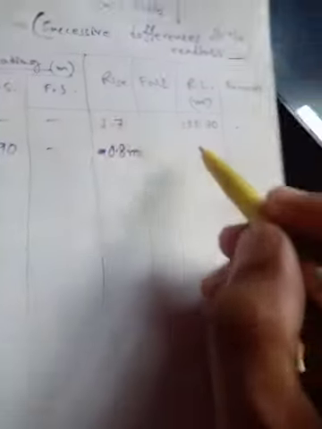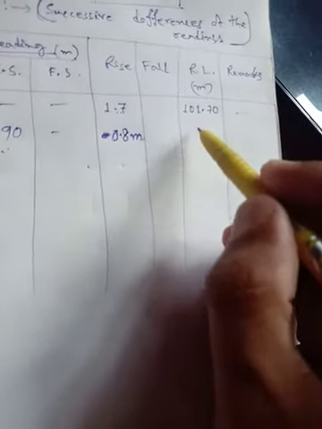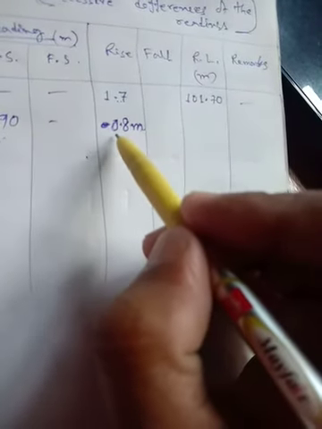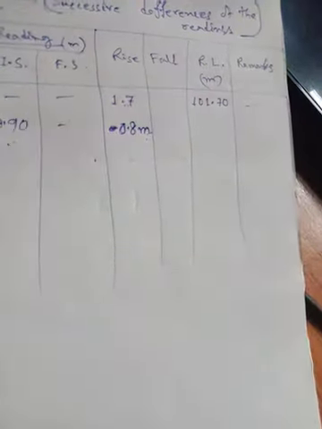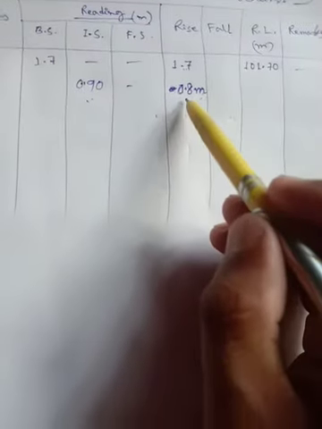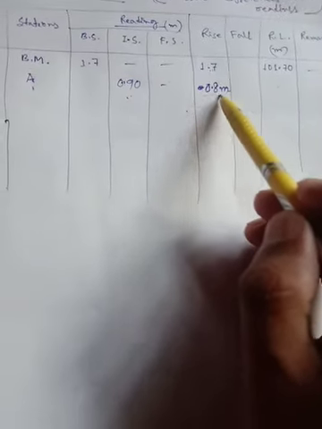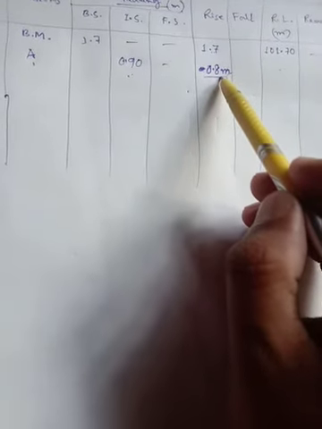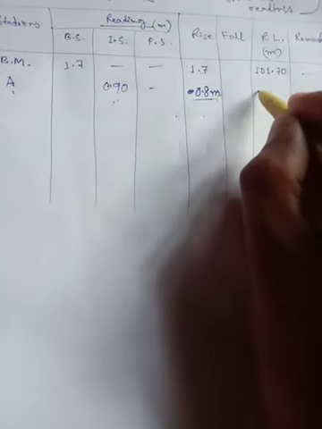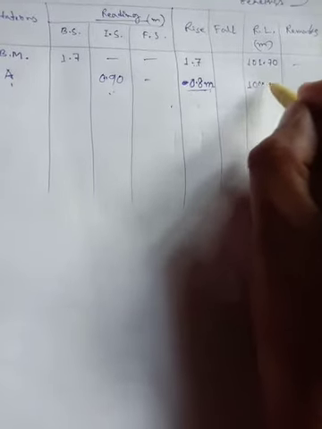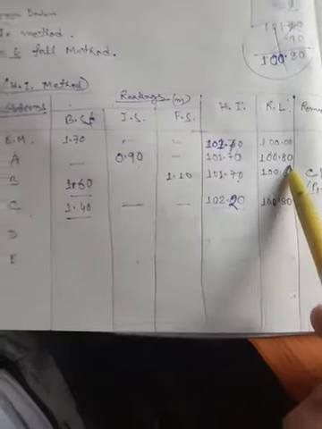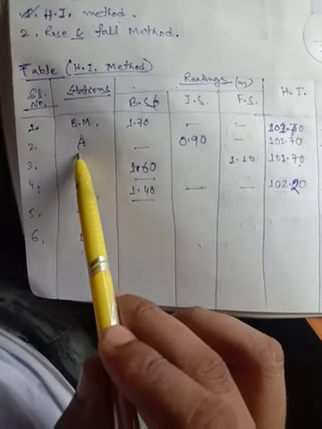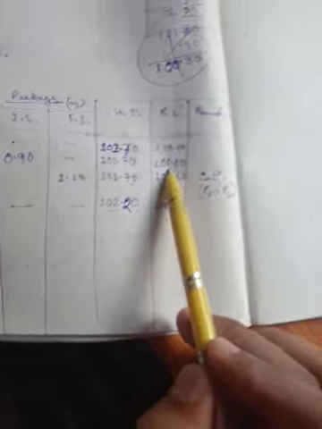Now what will be the RL? Here the rise is 0.8. So RL of the station A will be your benchmark RL plus this rise. Since rise, so it is to be plus. That is 100.80 meter, which is similar to the height of instrument method. For station A, the RL is your 100.80.